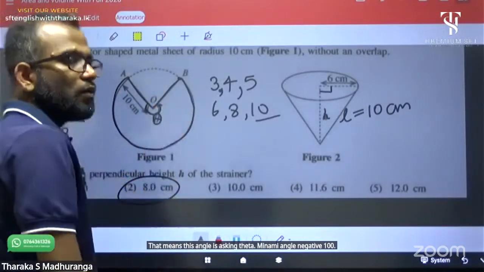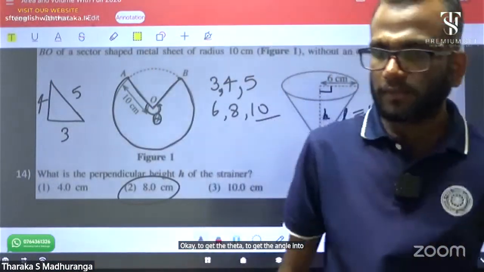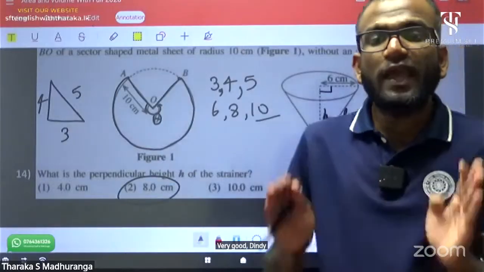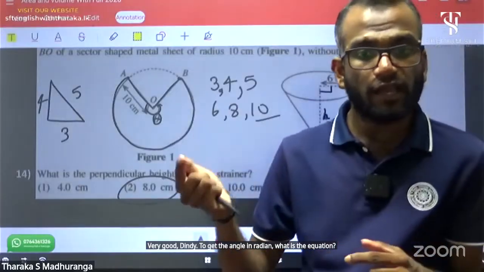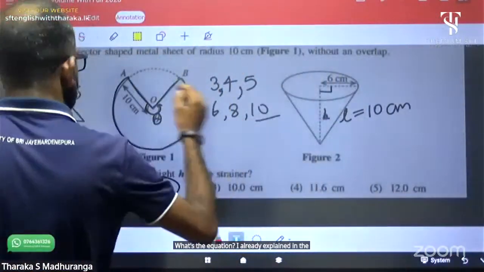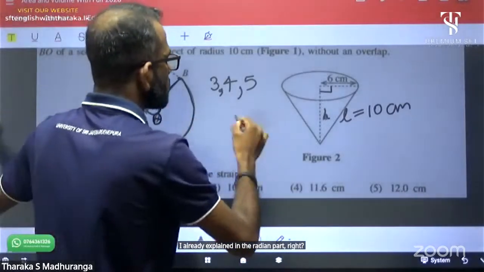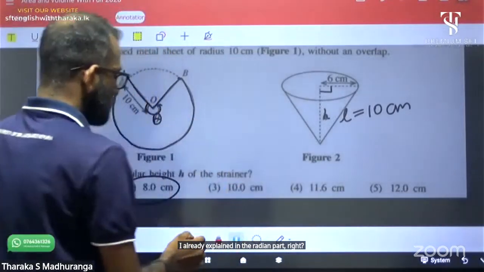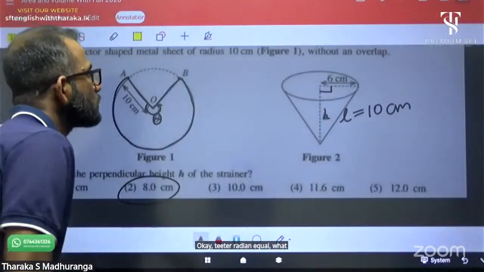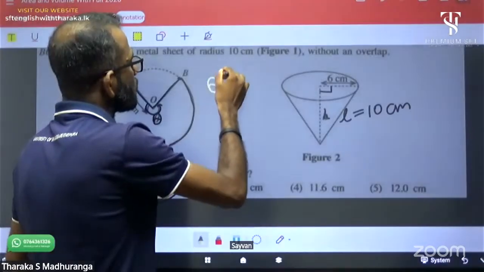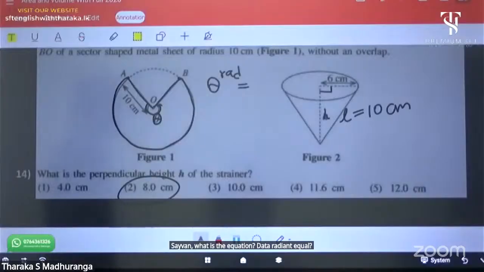To get the angle in radians, what is the equation? I already explained it in the radian part, right? Theta in radians equals what? Shivan, what is the equation? Theta radian equals. Jansid, what's the equation?